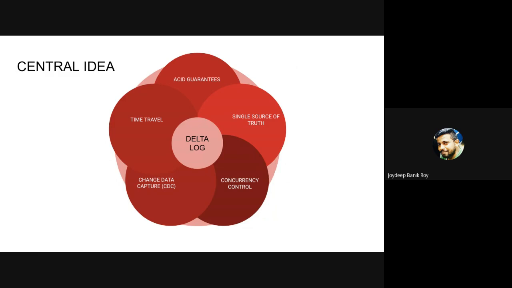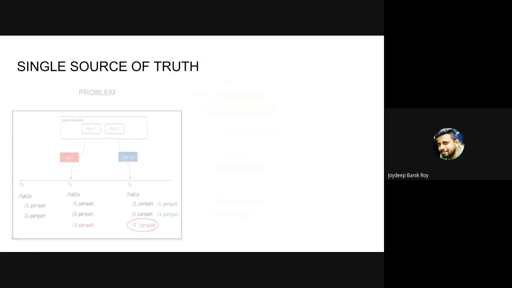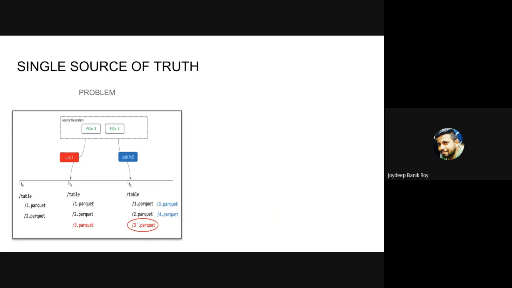So the first point here is single source of truth. I'll try to give a general intuition about it. This is one set of problems that we face currently. If you've run a Spark job, you know this has happened to you definitely: your job has half run, and you're left with some corrupt files, some files which are not supposed to be there. Let's look at this example.